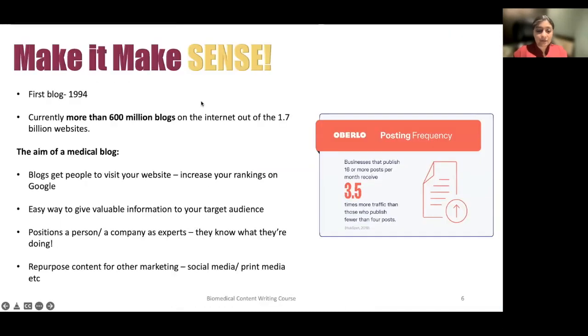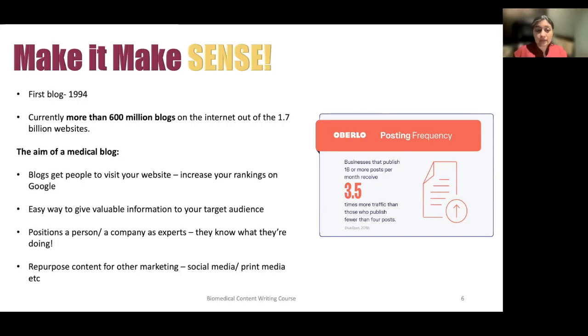Now, one would think that writing blogs is as simple as just writing information, like how you would write a case paper or write something for a journal or write simply for yourself. But online writing is a little different because there is a big factor here, which is our search engines, or Google. So the first blog was made in 1994. Currently, there are more than 600 million blogs on the internet, out of which 1.7 billion websites are already present on Google.